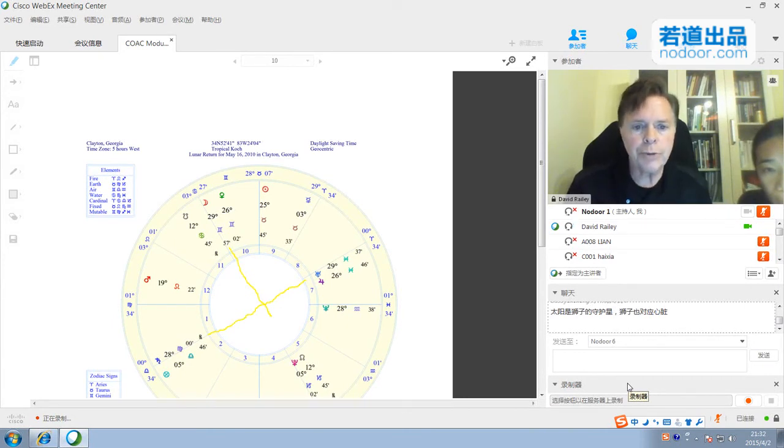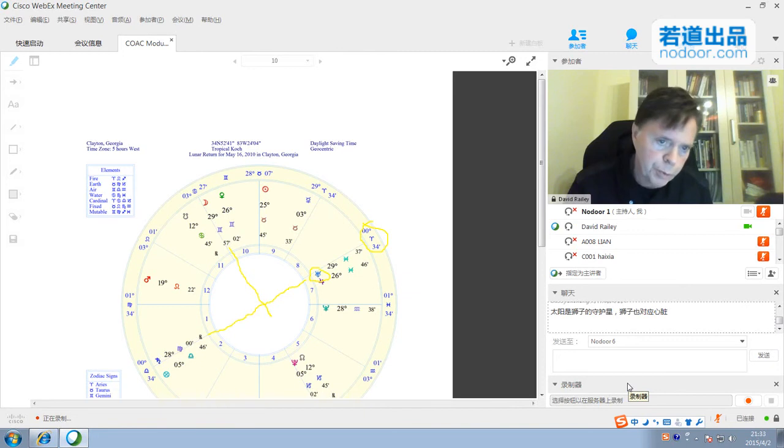We have Uranus conjunct the 8th house cusp. Okay? See how close that is? Right on it. Square the moon. Saturn opposite Uranus, Saturn square the moon. Look at that. 28, 29, 29.